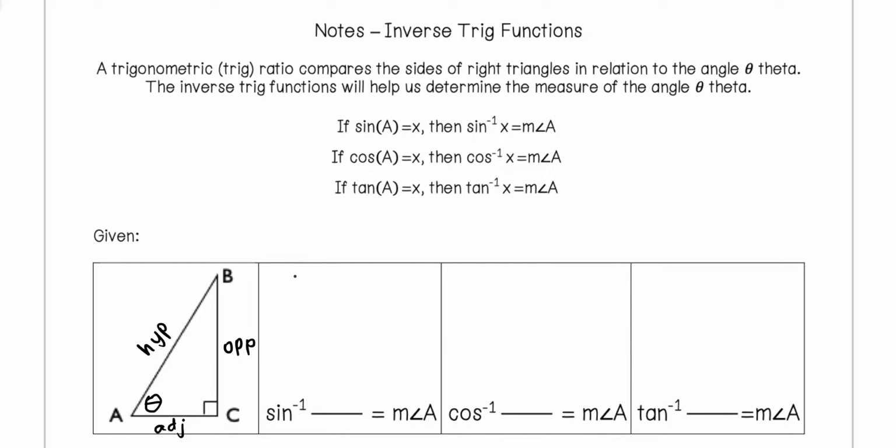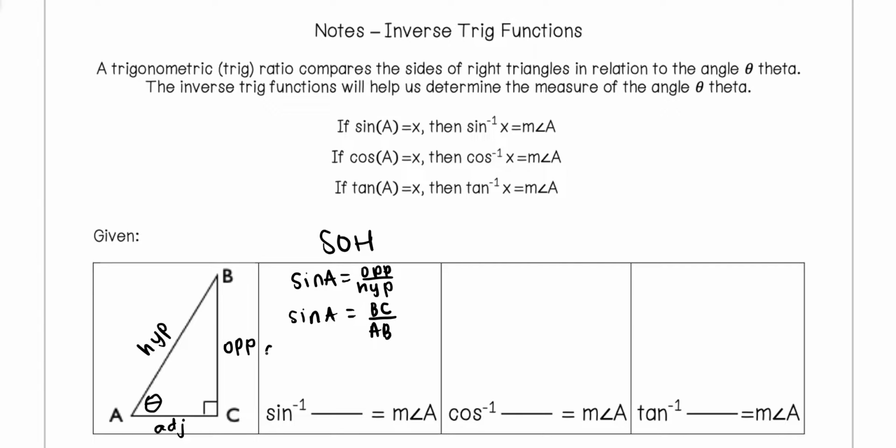So remember that the sine of A, sine is always your opposite over your hypotenuse. The SOHCAHTOA, it's SO, that first abbreviation that we use. So the sine of A in this triangle would be the opposite side BC over the hypotenuse side AB. Well, I want to figure out what is the measure of angle A.